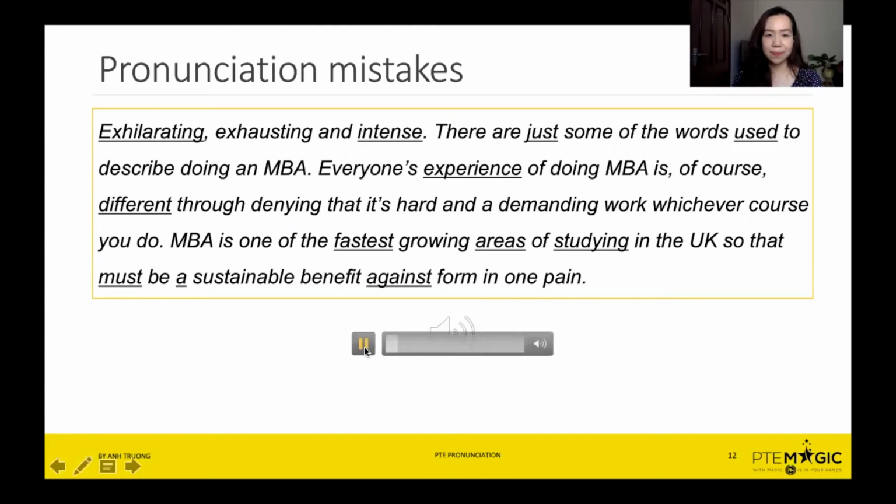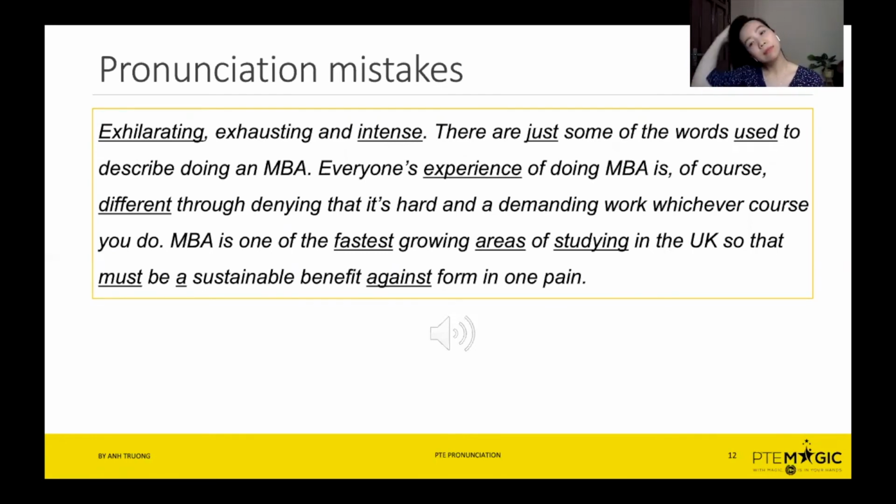Exhilarating, exhausting, and intense. They are just some of the words used to describe doing an MBA. Everyone's experience of doing an MBA is, of course, different, though denying that it's a hard and demanding work. Whichever course you do, MBA is one of the fastest growing areas of study in the UK, so that must be sustainable benefits against the form in one pen.